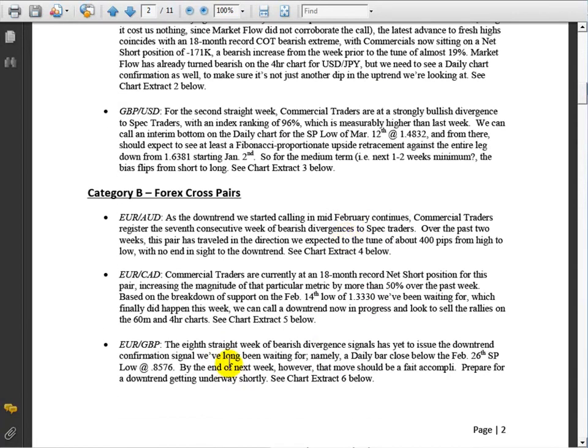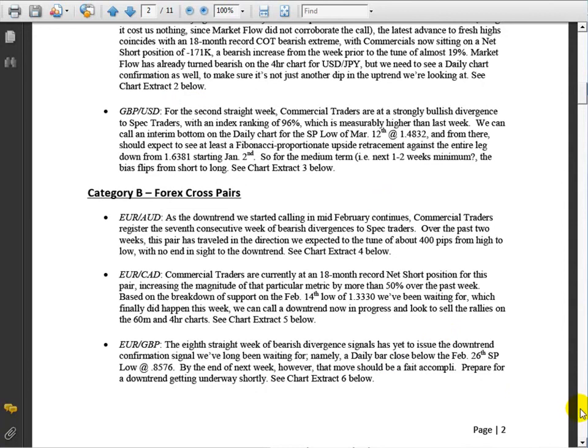Our entry for Euro Pound for last week is as follows, and I quote, "The 8th straight week of bearish divergence signals has yet to issue the downtrend confirmation signal we've been waiting for, namely a daily bar close below the February 26th swing point low at 85.76. By the end of next week, however, that move should be a fait accompli. Prepare for a downtrend getting underway shortly. See chart extract 6 below."